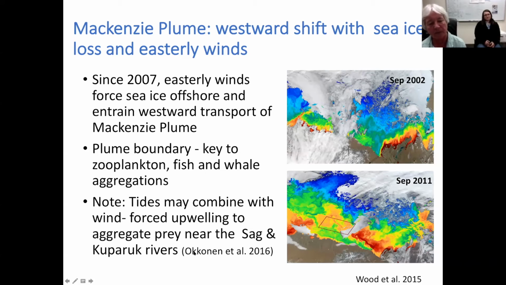And I would just note that Steve has yet another paper out in the SOAR series, published online, showing how tides can combine with plumes, in this case from the Sag and Kuparuk River, to set up these feeding events. Again, the focus of the AMP model is on the phenology of these types of events.